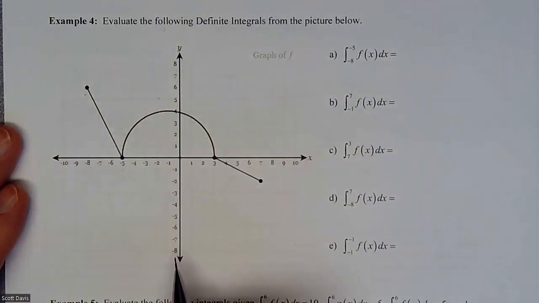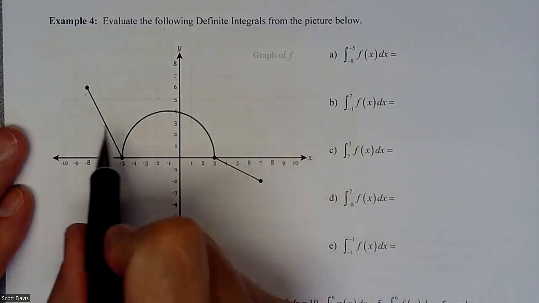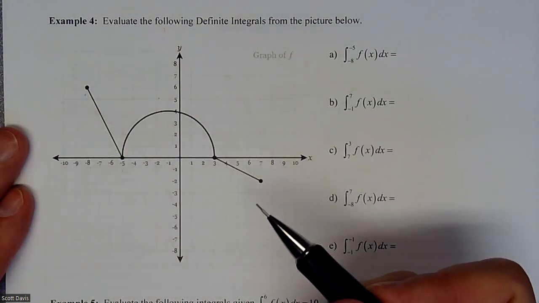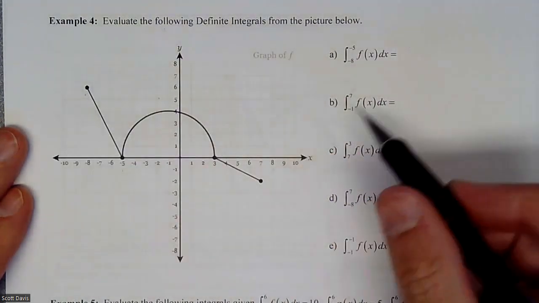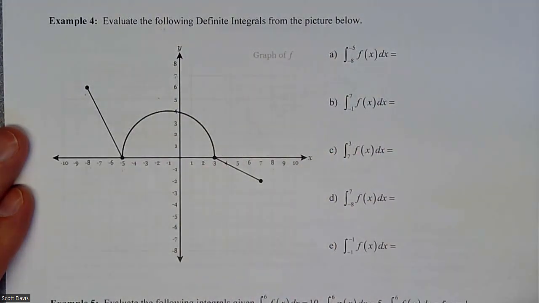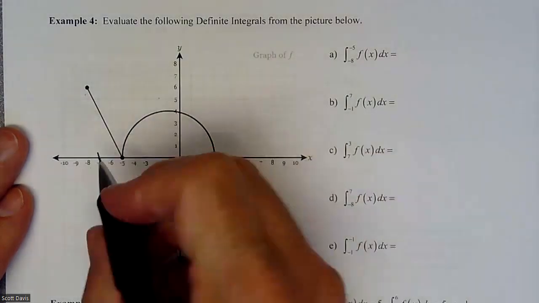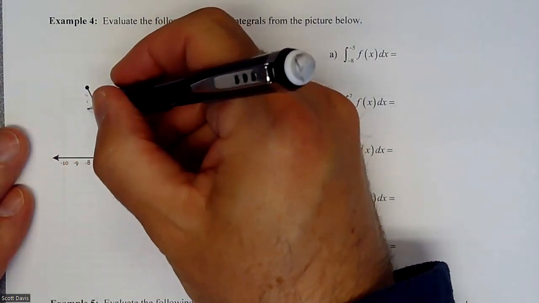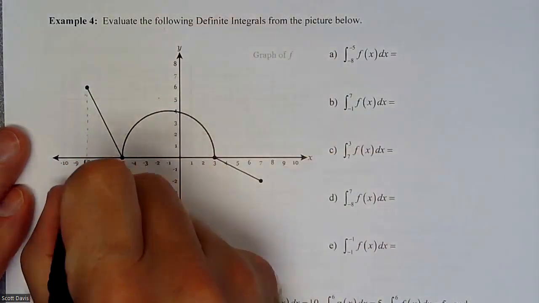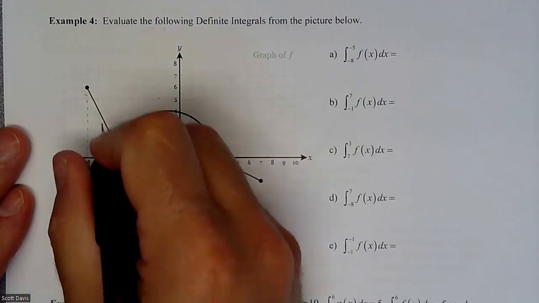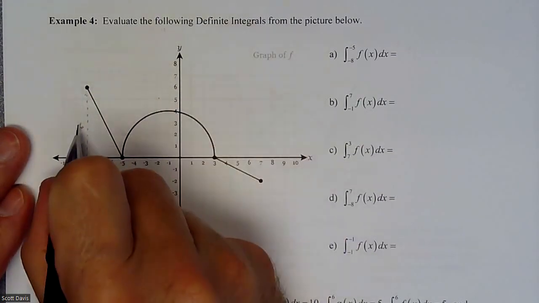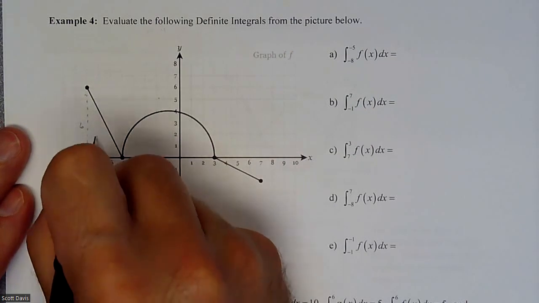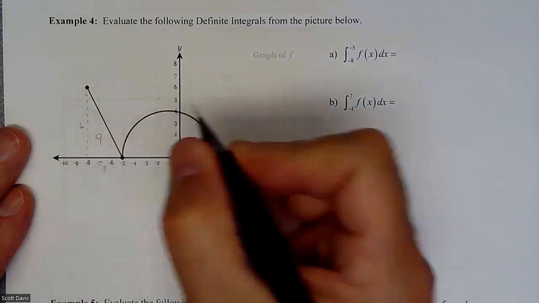So before I even begin, I might as well take a look at these areas and find the areas of them. Then I have all my values ready to go, and I can just be adding, subtracting, doing whatever I need to do. The first one is a triangle, a 3 by 6 triangle. So half base times height: 18 divided by 2 gives us an area of 9.